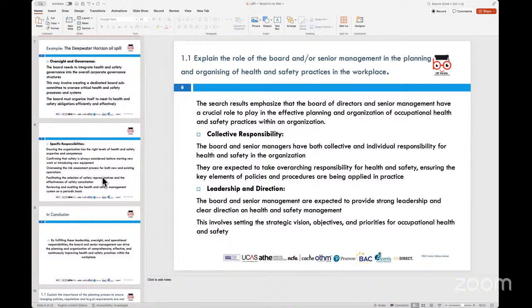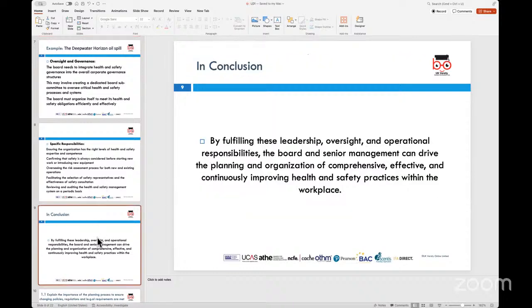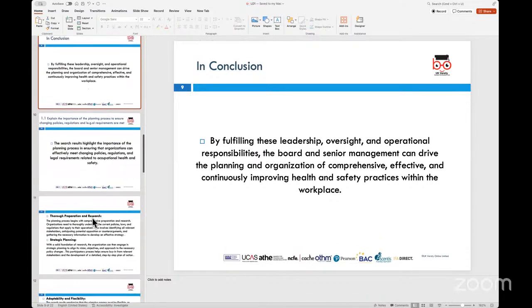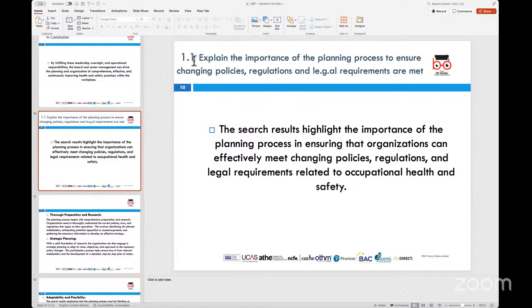So what we have to look at here is to understand, in this particular assessment criteria, what is the role of the board and why is it important for the senior management or somebody at the board level to own the planning of health and safety within the organization. That's the first part.